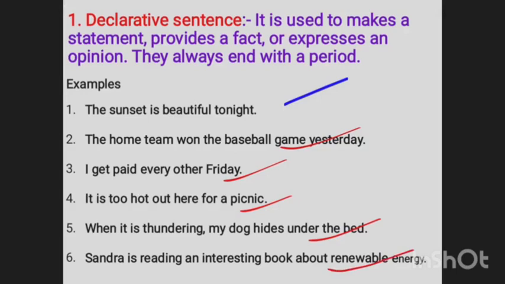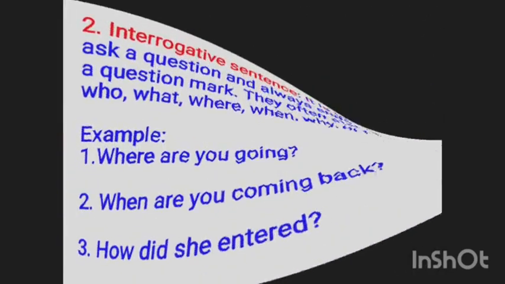If you look at all these sentences, some are declaring, some are just statements, some are facts, and some express opinions. So these are declarative sentences. Take notes: they always end with a period, based on what they are used for. Let's move on to the next type of sentence.